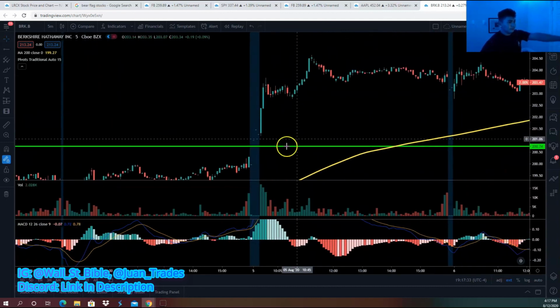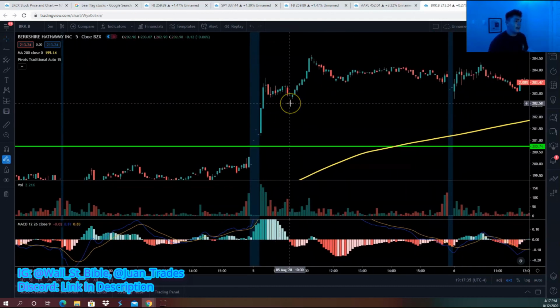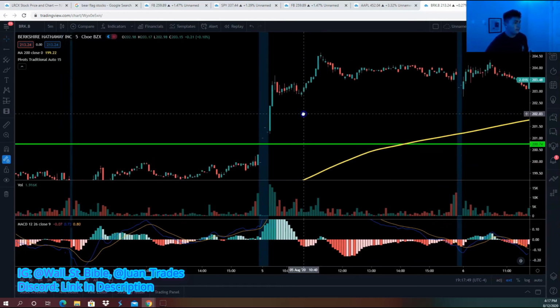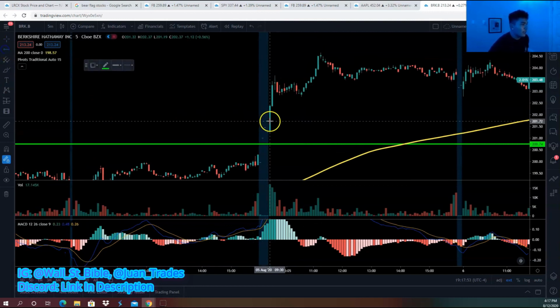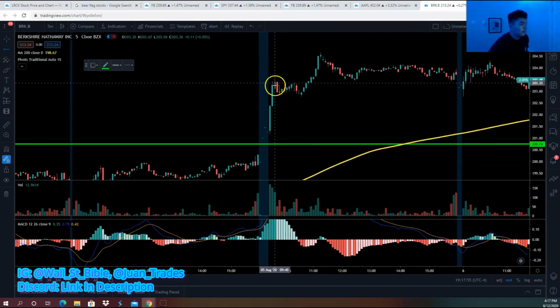Here it gapped up. We see a gap up, and never trade within the first 15 minutes of the stock market. I'm telling you guys this because it is so uncertain. You have to let the stock market choose a direction. But here it gapped up. Boom, it gapped up. So here, every candle is 5 minutes: 5, 10, 15 minutes.